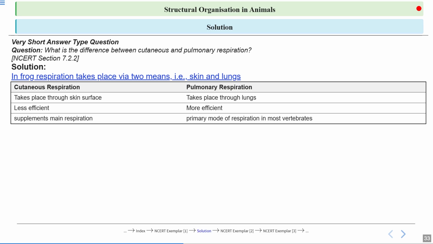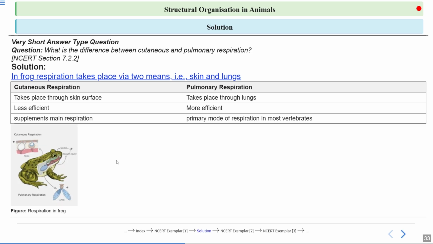If we talk about the supplement and the main respiration: what is the main respiration? Pulmonary respiration is the main respiration, and cutaneous is the supplement to it. When the pulmonary respiration is at a halt, not working, at the time of hibernation and estivation, at that time the cutaneous respiration takes charge, and exchange of gases is done by the cutaneous type of respiration. Whereas pulmonary respiration is the primary mode of respiration in most of the vertebrates.